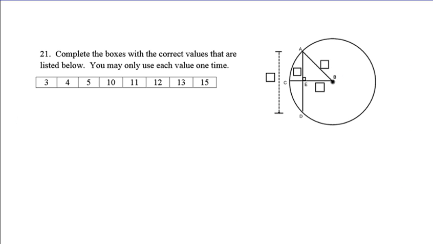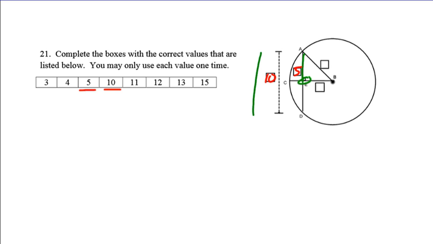This problem here, we have 2 different relationships that we need to make work. We know that this perpendicular means that the whole chord is twice as long as this part, which means we need to find numbers that are doubled. So the only numbers that are doubled are the 5 and the 10. So this one has to be 5. This one has to be 10.